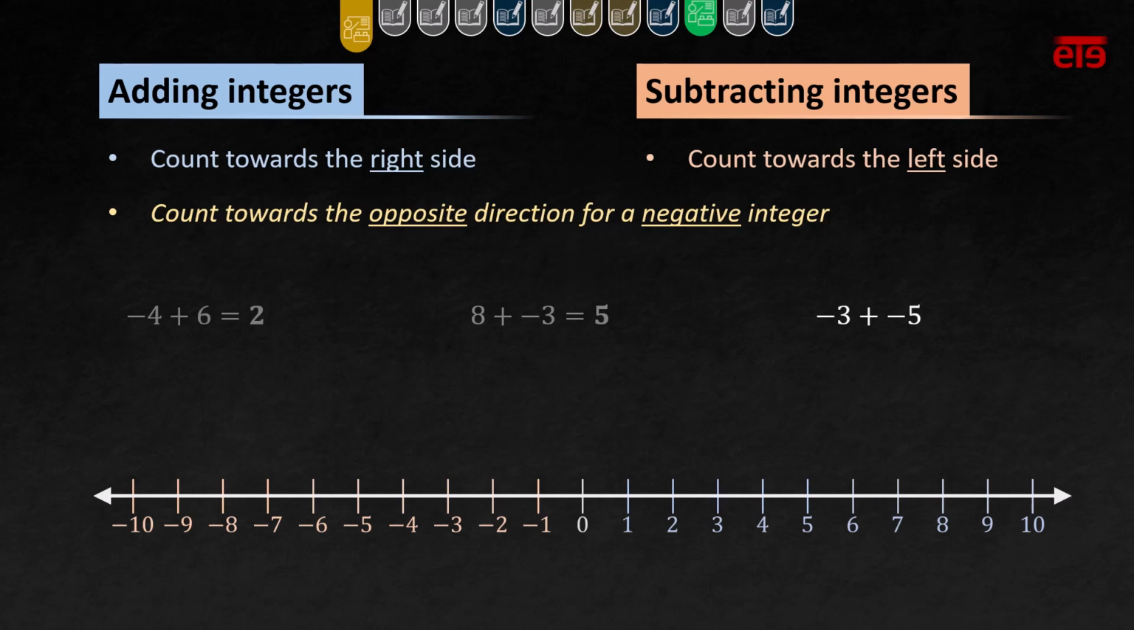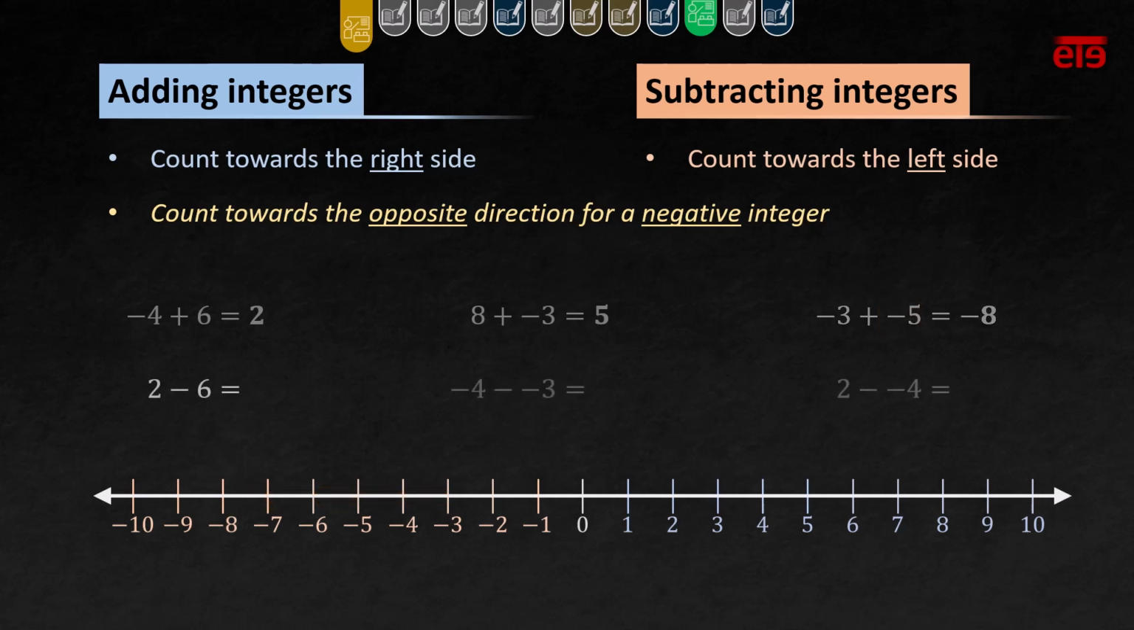For negative 3 plus negative 5, we start from negative 3. To add negative 5, instead of counting toward the right, we have to count toward the left. Negative 3 plus negative 5 is the same as negative 3 minus 5. Then count 5 steps and it is negative 8. That's the answer.